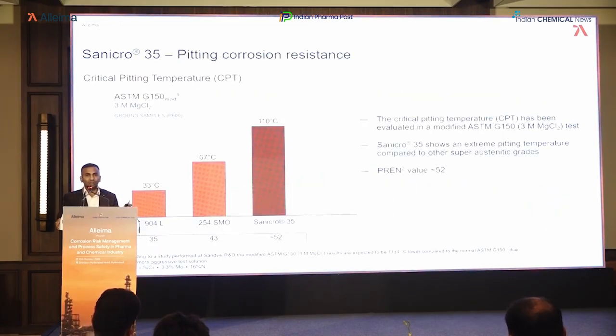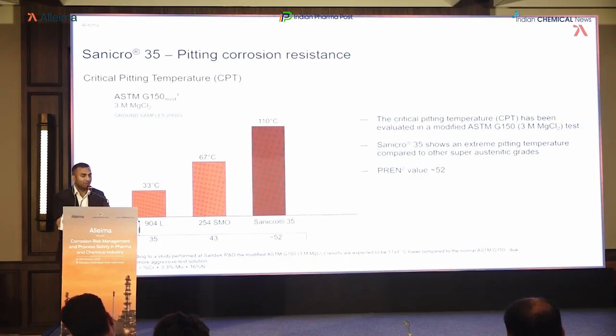So we discussed this. Critical pitting temperature: we have tested this material with a 3 molar magnesium chloride solution. And you can see that in the 3 molar magnesium chloride solution, the critical pitting temperature of this material is 110, which is very high compared to that of 904L and 254 SMO grades, with a PREN number of 52. So that is the reason you got a pitting temperature of 110 degrees Celsius.